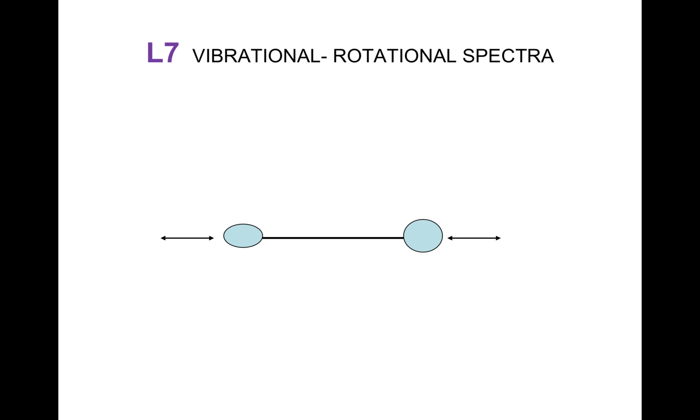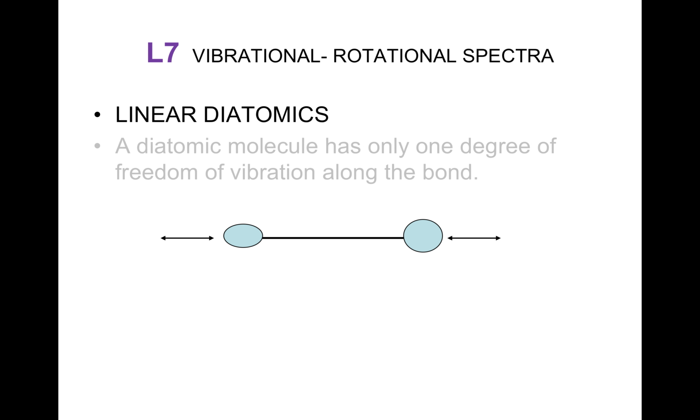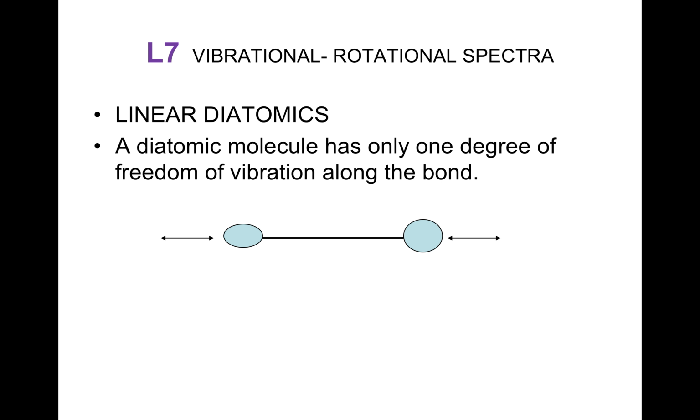Sometimes known as vibrot. Linear diatomics. A diatomic molecule has only one degree of freedom of vibration along the bond, as shown in the diagram here. It can vibrate. This means that can move that way and that can move that way and back.